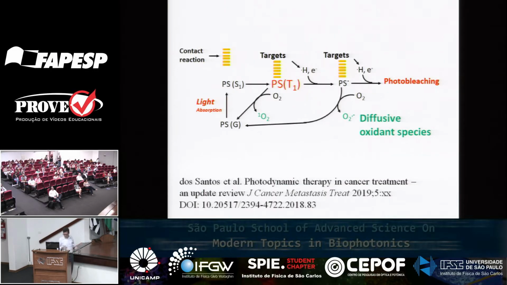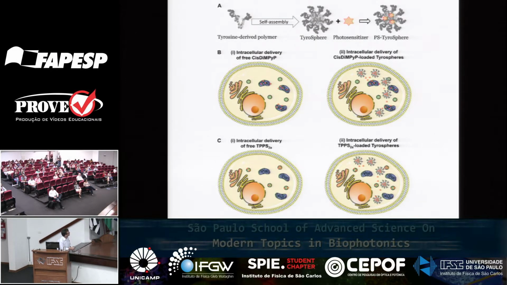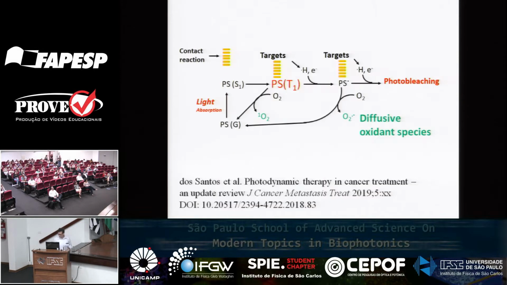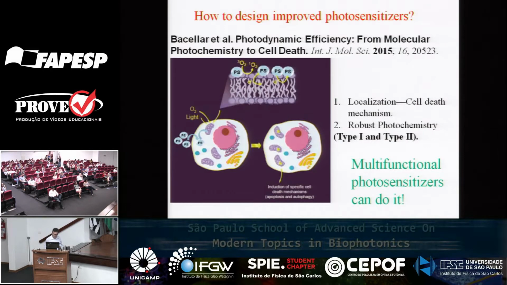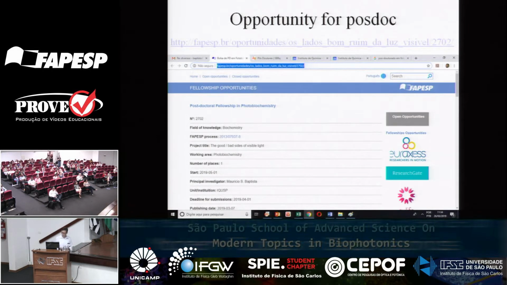Again, what is the advantage of going to mitochondria or to lysosome? Because they can engage in contact-dependent reactions. And the ones that remain in the polymer make singlet oxygen. So you do both, singlet oxygen and contact-dependent reactions. So I think we answered this, how to improve the photosensitizers. We have to think of multifunctional ones, and in our view, we have to do localization and both type 1 and type 2 photochemistry.